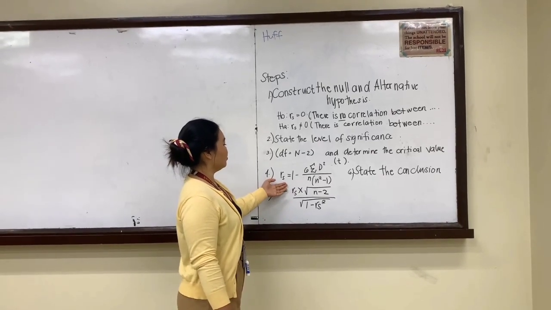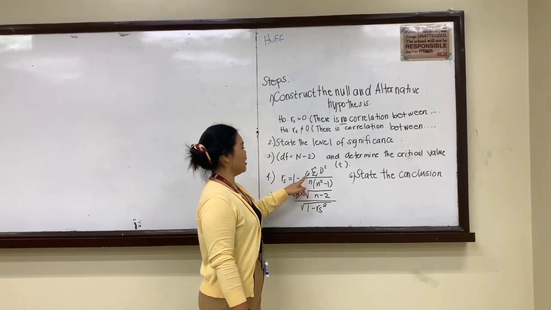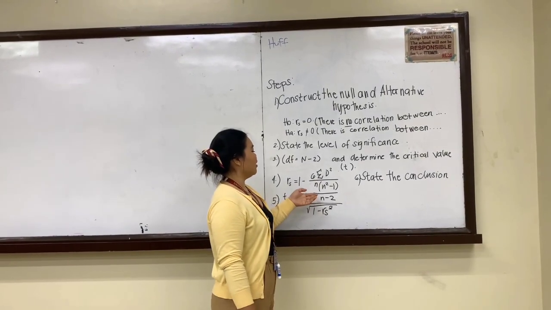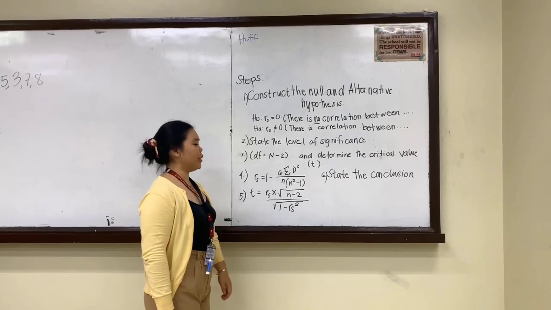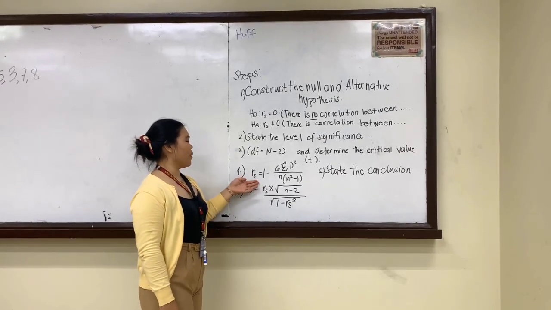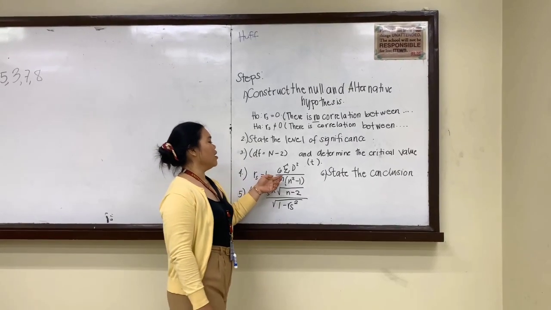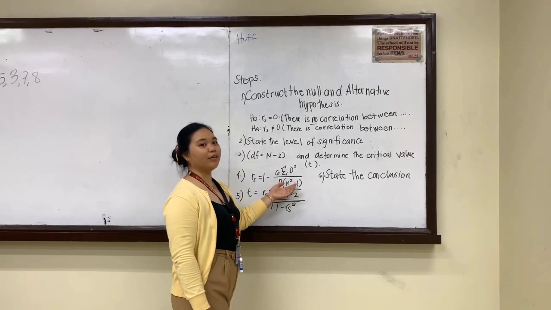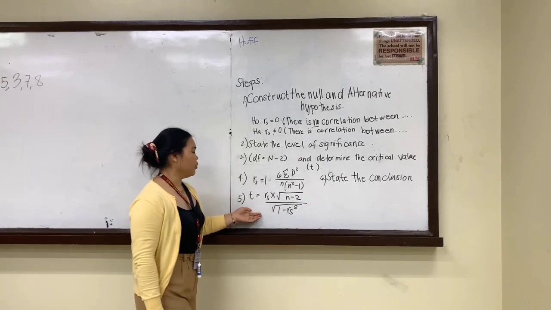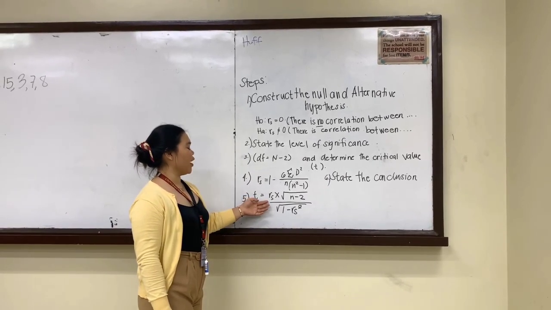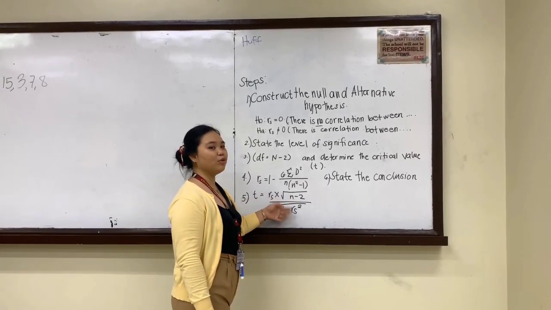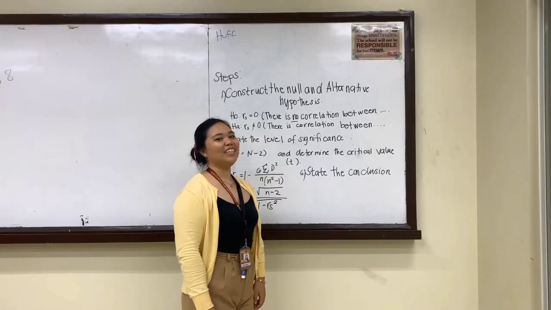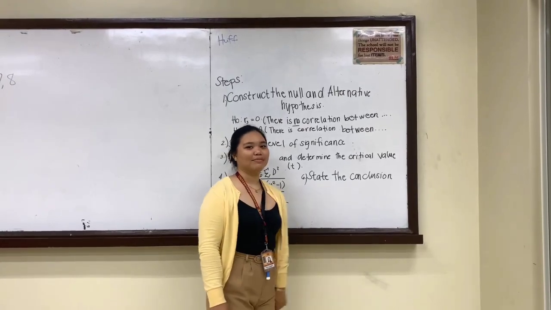rs is equal to 1 minus 6 summation of d squared over n times n squared minus 1. Number 4, we use the formula of r sub s equal to 1 minus 6 summation of d squared over n times n squared minus 1. And for the t value, we use the formula of t equals r sub s times square root of n minus 2 over square root of 1 minus r sub s squared. And the last is state the conclusion.